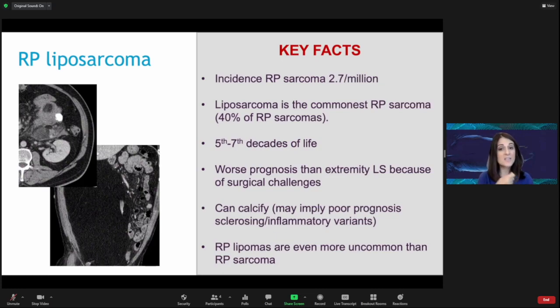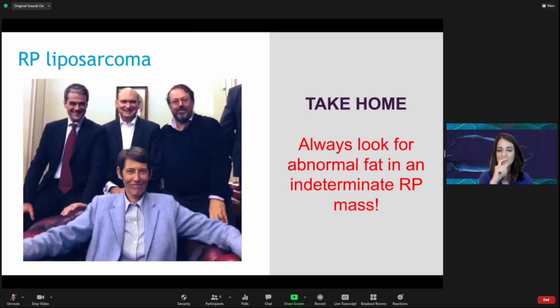And something that I think isn't commonly known is that lipomas in the retroperitoneum are even rarer than liposarcoma. So if you see a bland fatty lesion in the retroperitoneum, it is actually more likely to be a liposarcoma than a lipoma. So the take home is always really, really look for that abnormal fat, because as you've seen in that case, it's not always obvious.